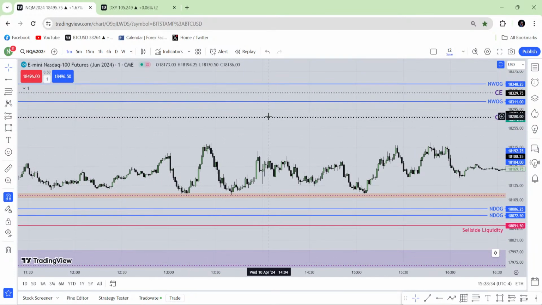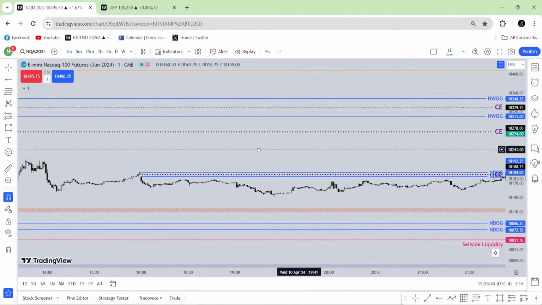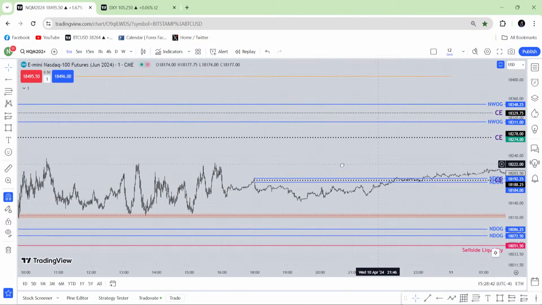Market has to reach over there before taking that sell side liquidity. It has to reach over there. After reaching over there, then I will decide whether the market is going to take that liquidity or not.